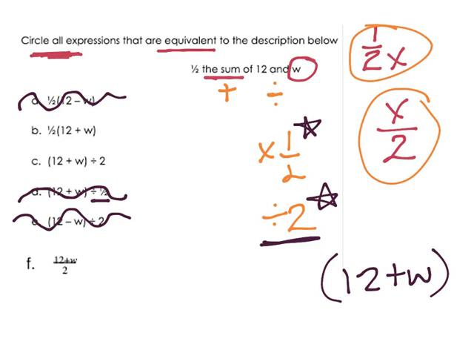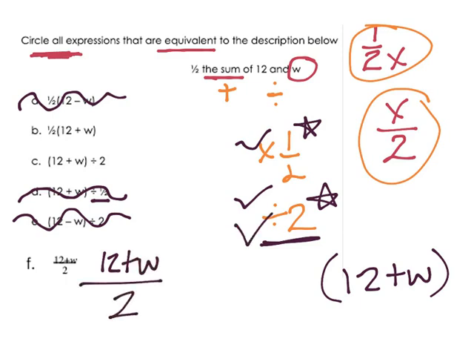Okay, choice B, I'm multiplying by 1/2, so that's okay. In choice C, I'm dividing by 2, so that's okay. And choice F, I have the sum of 12 and W divided by 2, so that is also okay. And notice that I can circle all the expressions that are equivalent. So in this case, I have 3. Choice B, which says 1/2 times the sum of 12 plus W. Choice C, which is 12 plus W, and then you're dividing it by 2 because you want to find half of it. And then same with choice F.